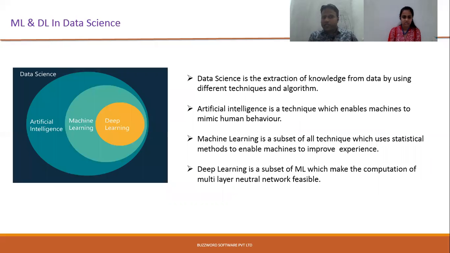There is a little confusion in our mind: what is deep learning, what is machine learning, what is artificial intelligence. We think that they are the same, but these are three different aspects present in data science. Data science is the extraction of knowledge from data by using different techniques and algorithms.